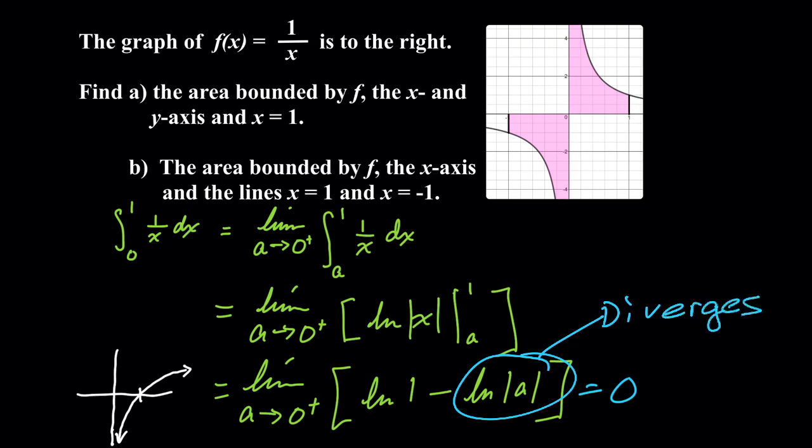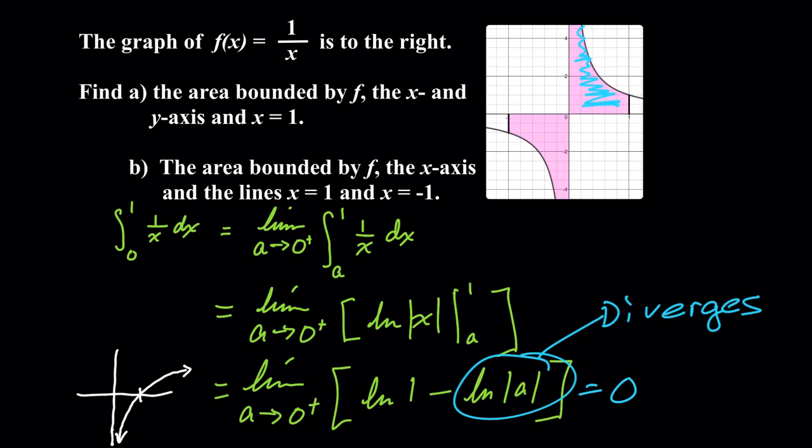If you remember from the other video, diverges means that this does not approach a numerical value. This approaches negative infinity, so it diverges, does not approach a numerical value. So that means that this area cannot be calculated. It diverges. It does not approach a numerical value.